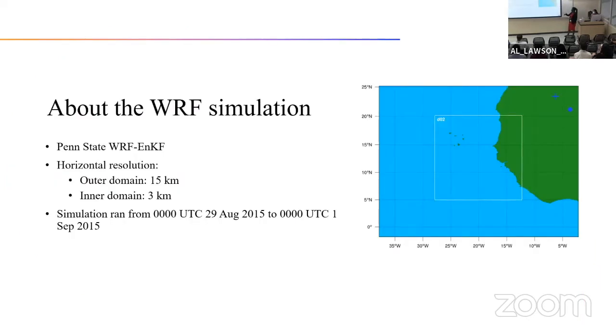Just to add a little bit more, our data assimilation system is known as the Penn State EnKF system. The horizontal resolution on the outer domain is 15 kilometers, while the inner domain is 3 kilometers. We ran this simulation from the 29th of August to the 1st of September, which is pretty much the duration of this category 1 storm.